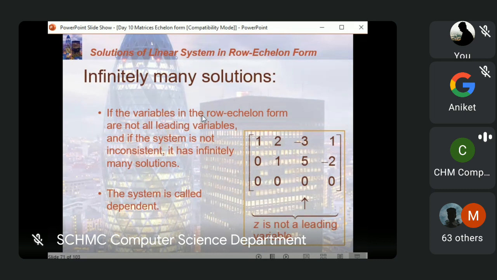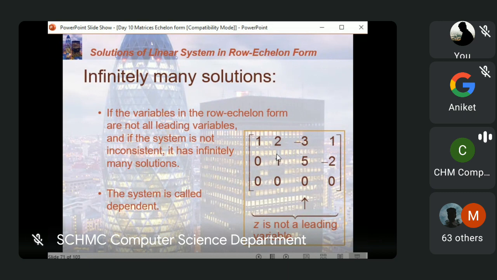So if the variables in the row echelon form are not all leading variables, and if the system is not inconsistent, it has infinitely many solutions. Now please note what it says. Our leading variables are all 1. I want to first check which leading variables are there. In the x column, do I have 1? Yes, I have 1 here, so this is the leading variable for x. In the second column, do I have a leading variable? Yes, I have this leading variable 1.